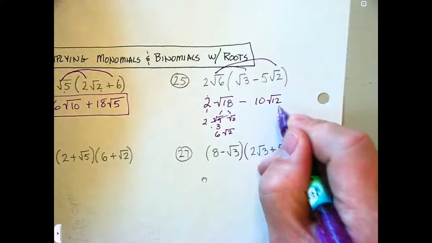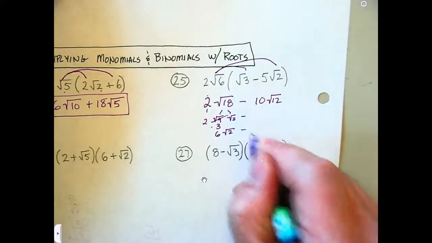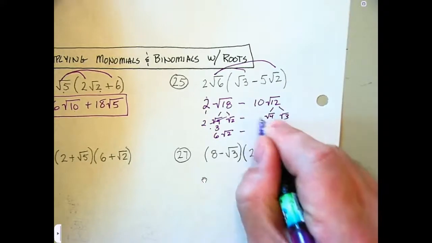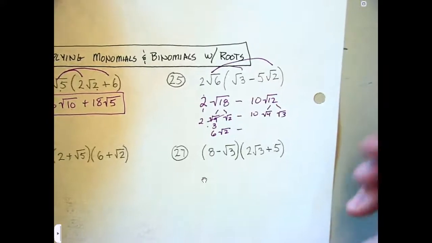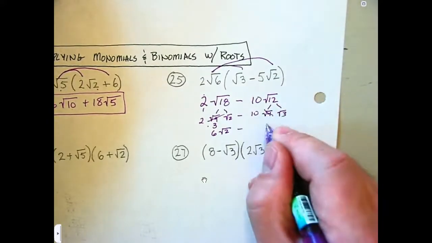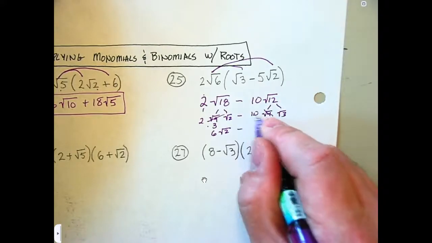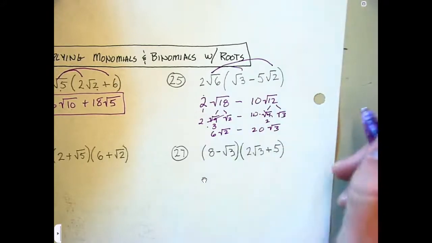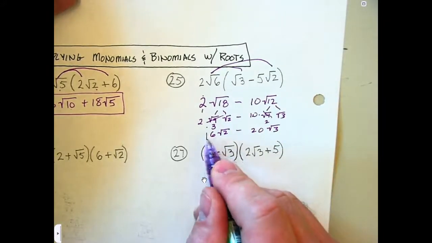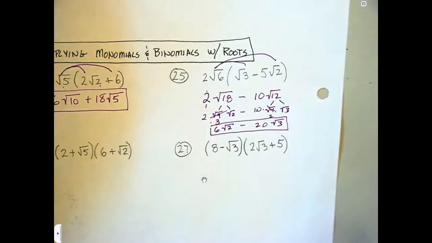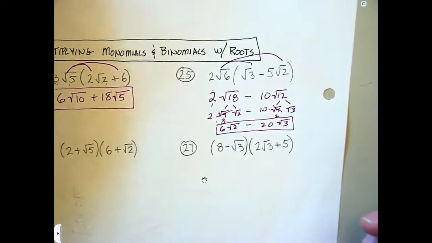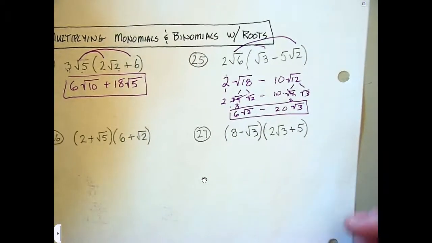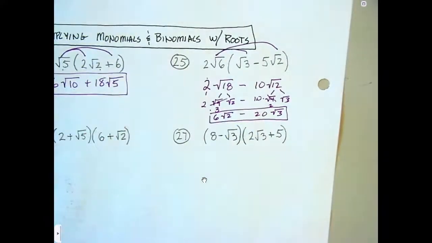Can we simplify root 12? Root 4 and root 3. Root 4 is 2. So we have 10 times 2, 20 root 3. Can we put root 2 and root 3 together? Nope. So we're done. All right. Any questions there?